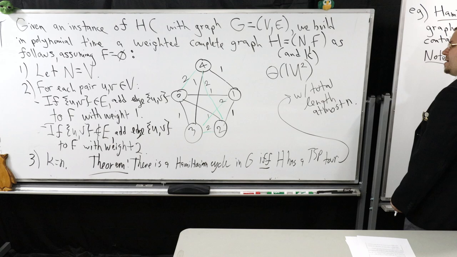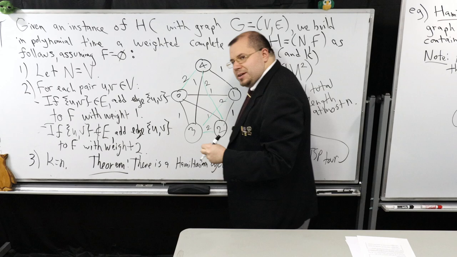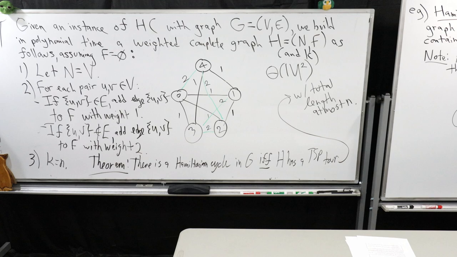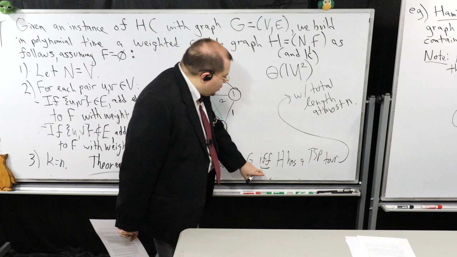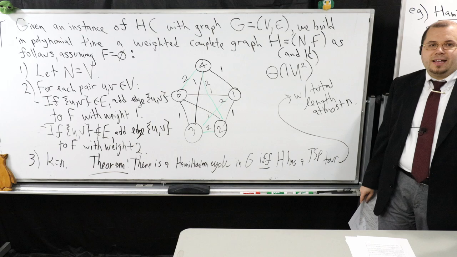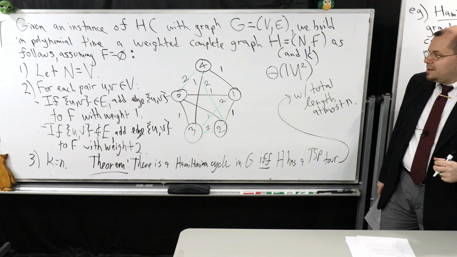So notice that this theorem just straight up tells you that if you get a yes answer for this TSP instance, it is telling you that there is a Hamiltonian cycle. Likewise, if you don't have a TSP tour, because of the if and only if relationship we have here, that guarantees you that there is no Hamiltonian cycle. Does everybody see that? That's why we have both directions in the logic here.